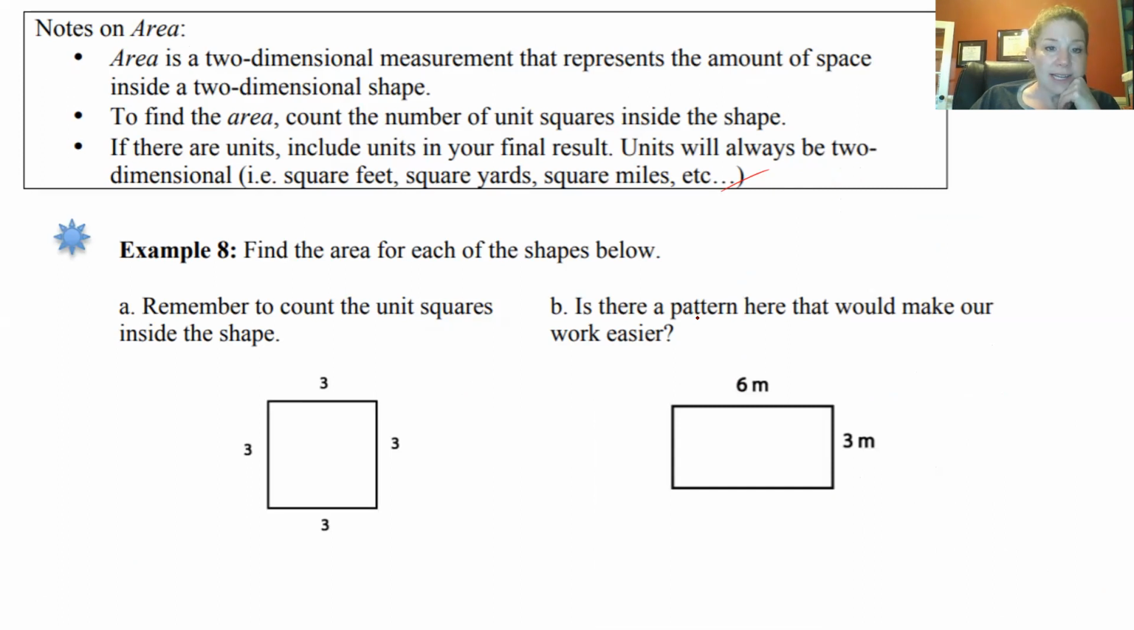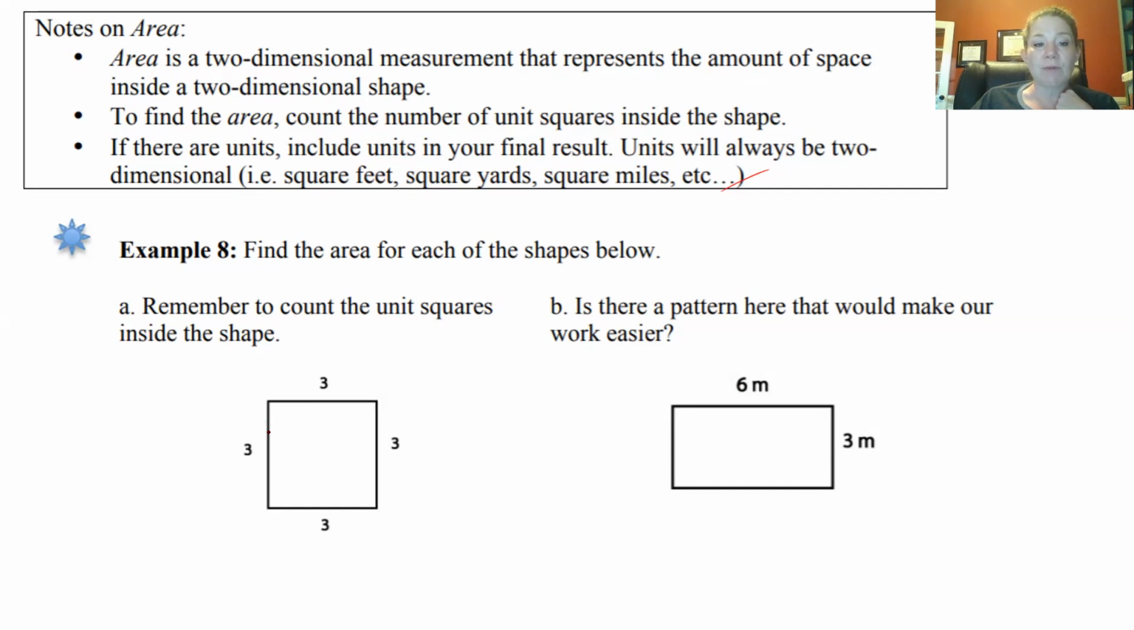To find the area, count the number of unit squares inside the shape. If there are units, include units in your final result. Units will always be two-dimensional. So for example, feet squared, square yards, square miles, and so on and so forth. To find the area for each of the shapes below, remember to count the unit squares inside the shape.